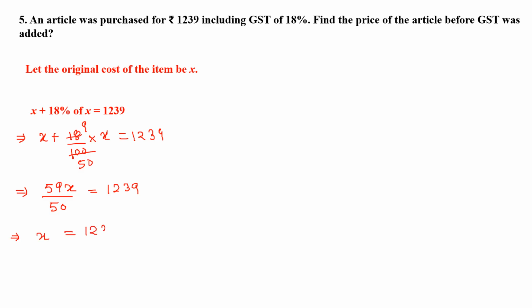So it will be 1,239 multiplied by 50 divided by 59. Now if you divide 1,239 by 59, you are going to get 21. So it will be 21 times 50 and your final answer will be 1,050 rupees. So the price of the article before GST was added is 1,050 rupees.